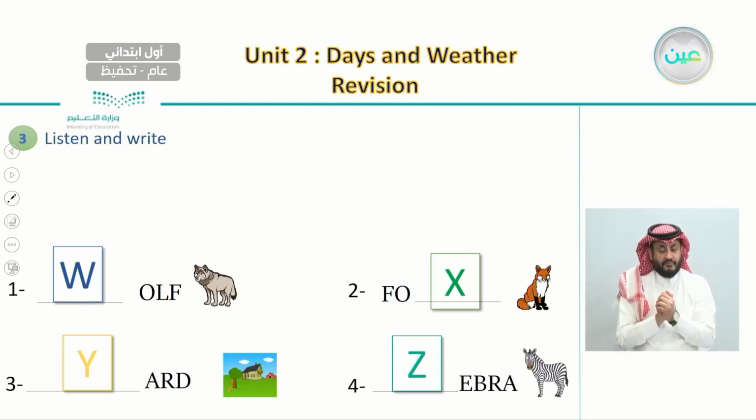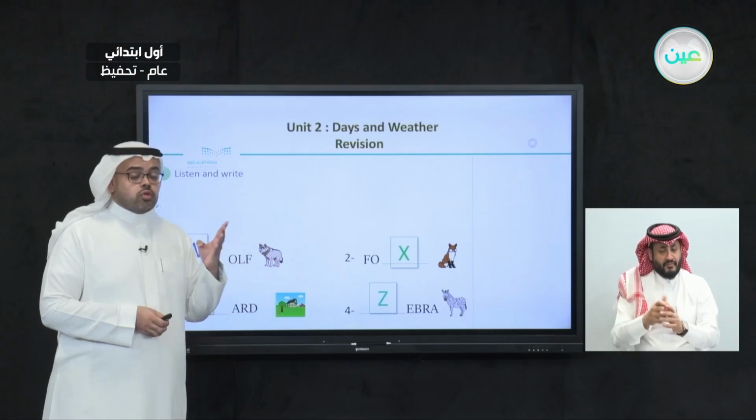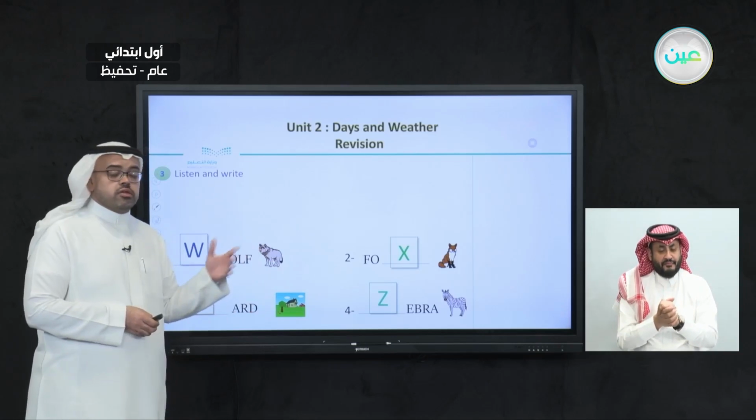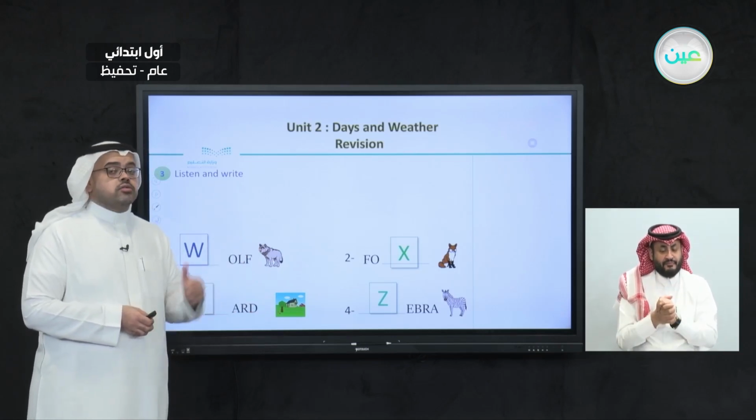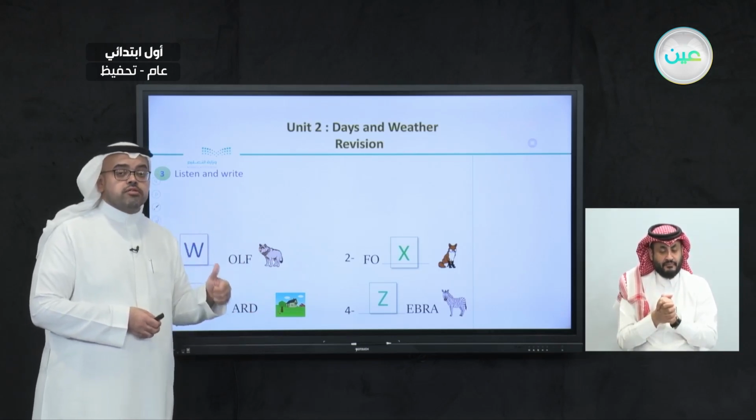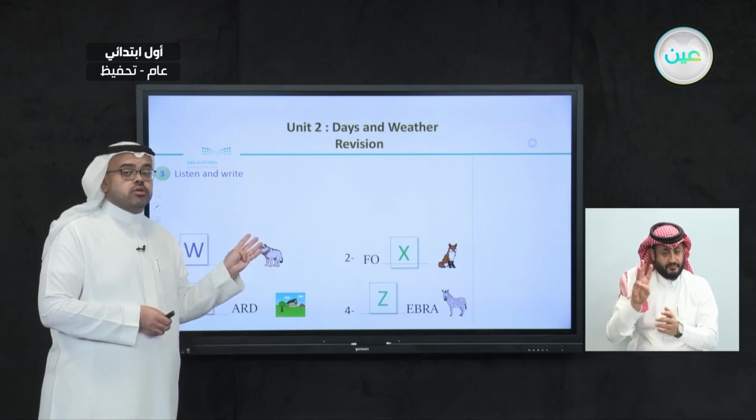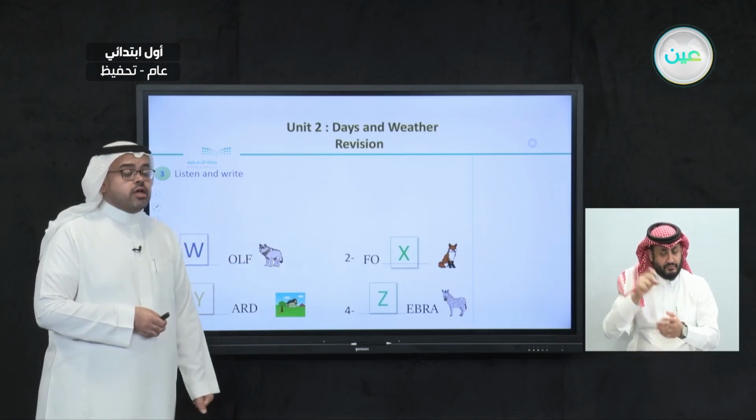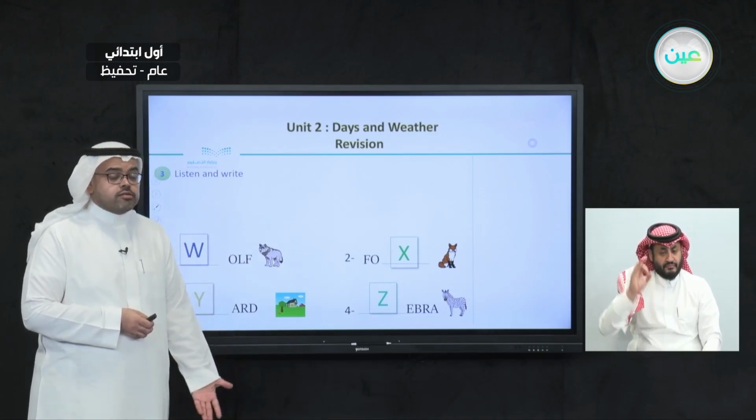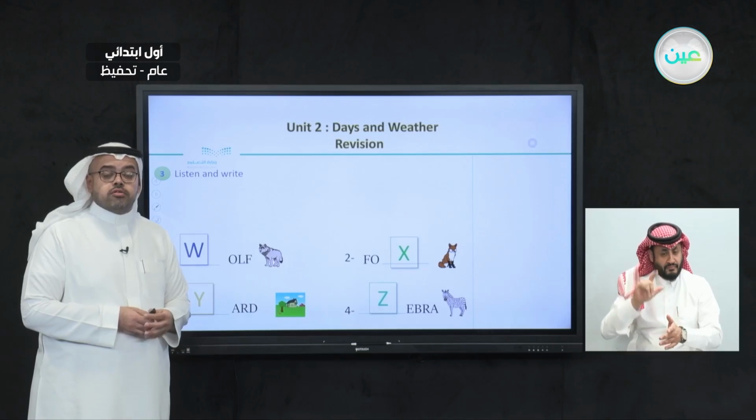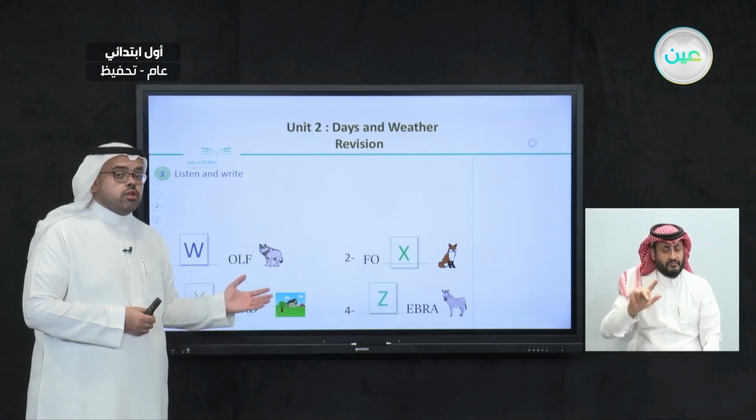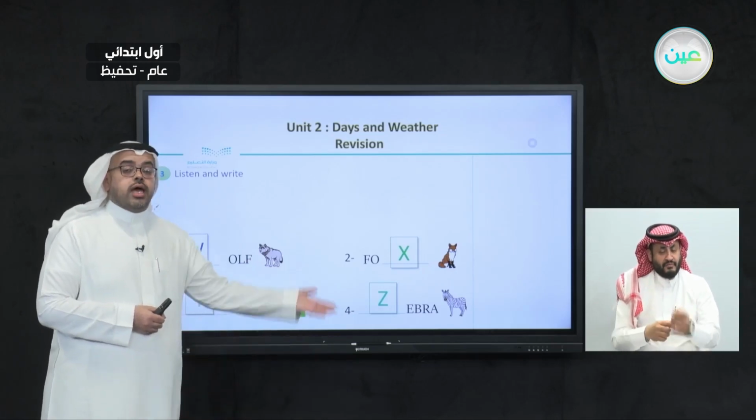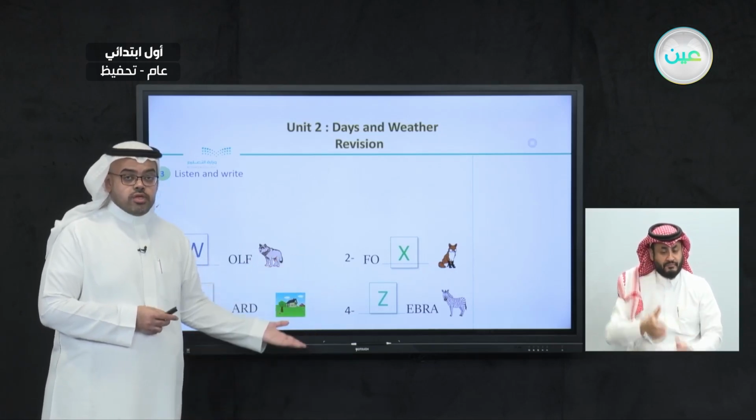So here you go. These are the 4 words that we learned along with these letters. We said that we practiced letter W and we learned the word wolf. We practiced the letter X and we learned the word fox. We also practiced letter Y and we learned the word yard. And finally the letter Z, and we learned the word zebra.